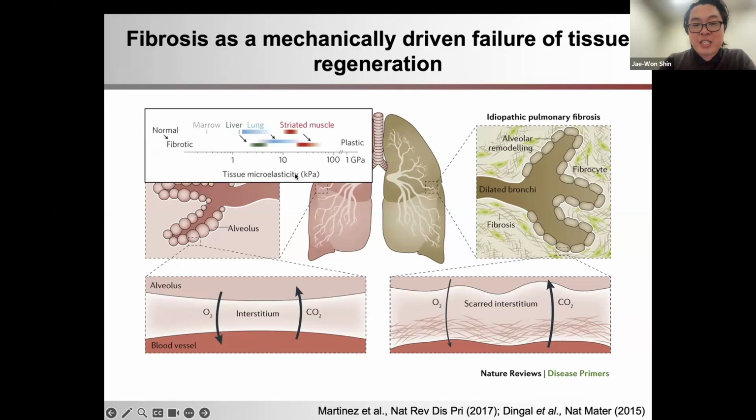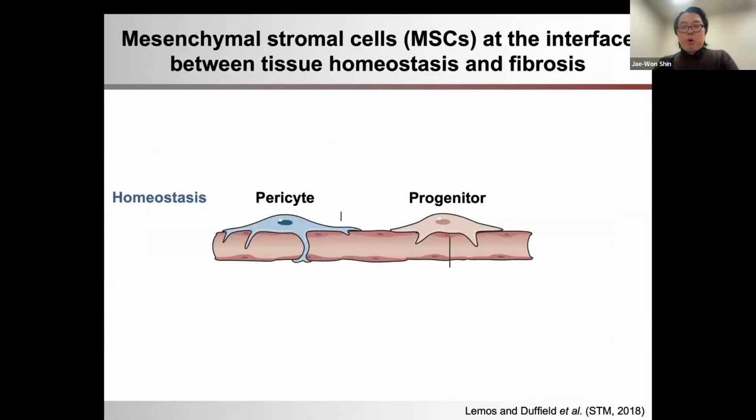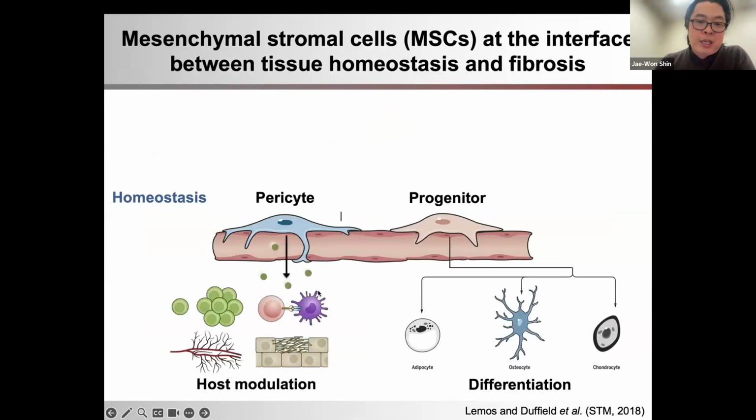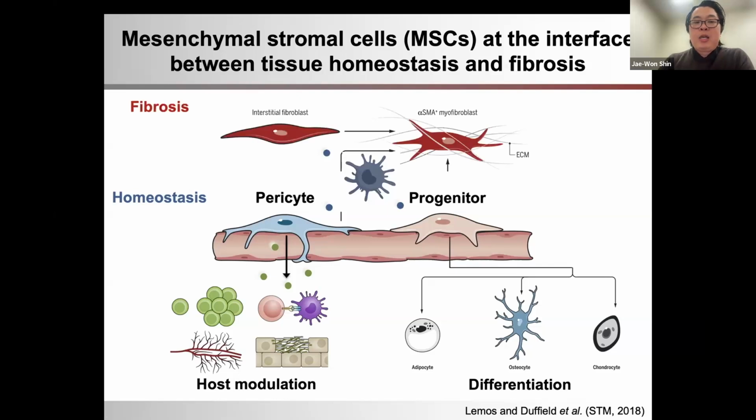in tissue microelasticity. An important cell in this context is MSCs, mesenchymal stromal cells, which not only have the ability to undergo differentiation, but also act as a parasite to secrete these paracrine factors that can influence different kinds of other cell behaviors of other cells, including immune cells and vessels, etc. However, in fibrosis, these functions become compromised.